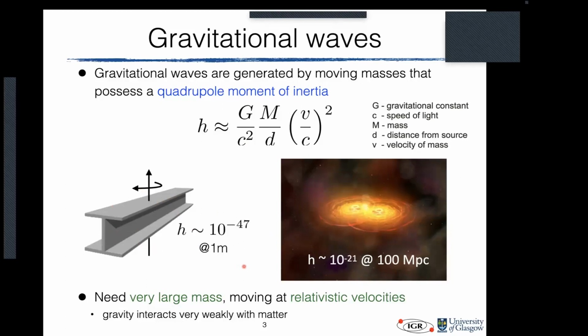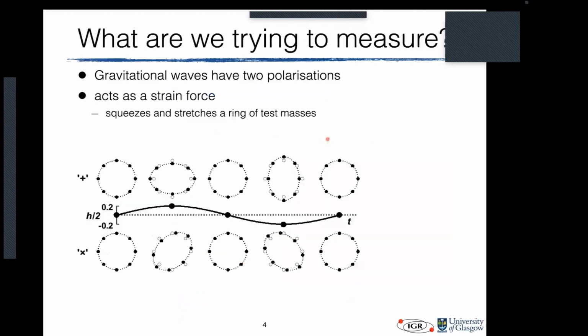Okay. Now, for those who are unfamiliar, gravitational waves have 2 polarizations. It is a strain force, so it is stretching and squeezing. So let me step back a bit. The 2 polarizations of gravitational waves are the plus polarization and the cross polarization.